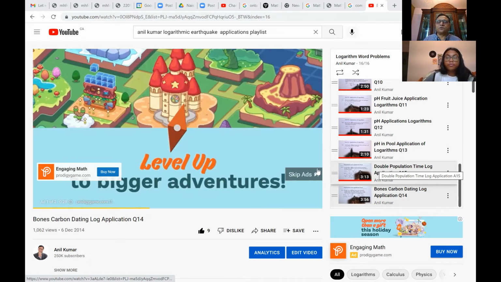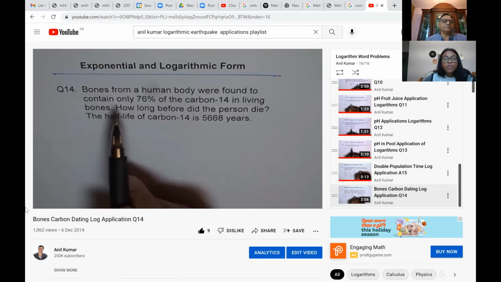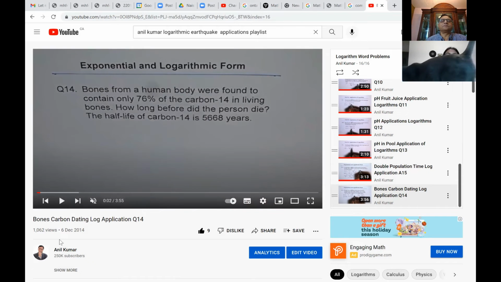So let's look into the next question. Can you please read this question? Bones from a human body were found to contain only 76% of the carbon 14 in living bones. How long before did the person die? The half-life of carbon 14 is 5,668 years. Very important question. So you can find the time just by checking the density in the bone, right? So you can apply the formula which you have recently learned, which is the half-life formula, correct?